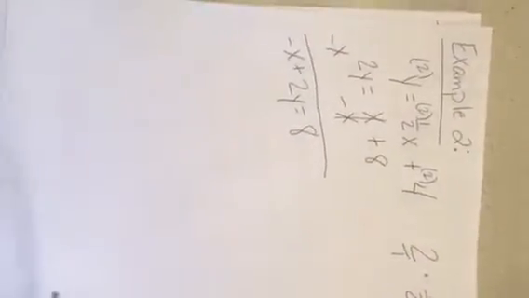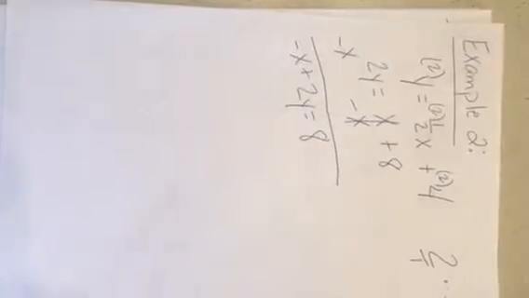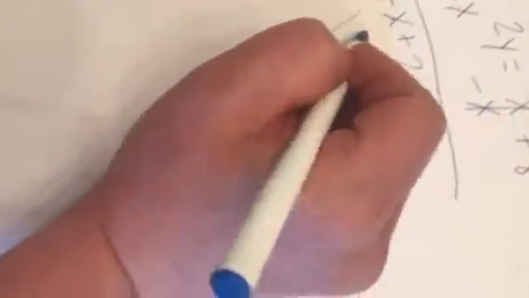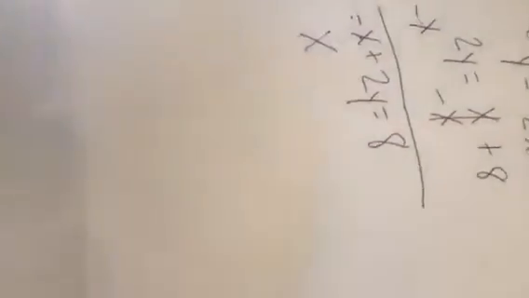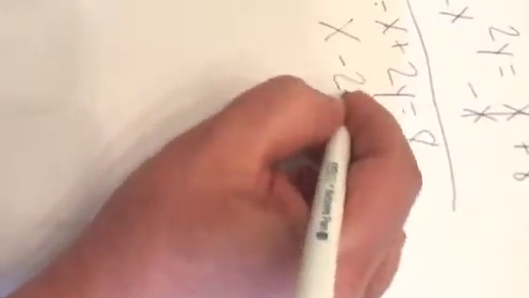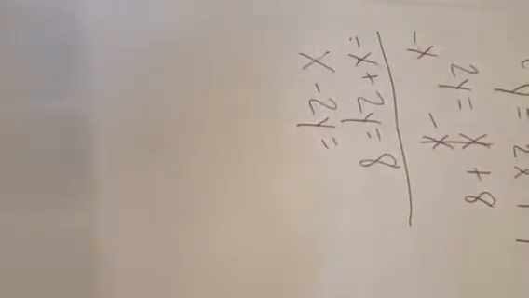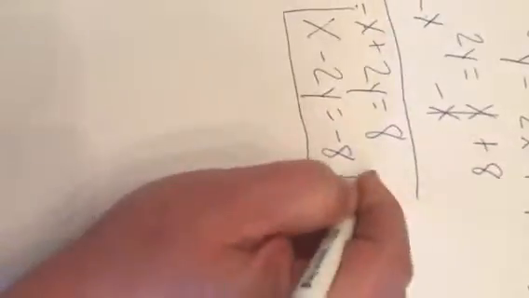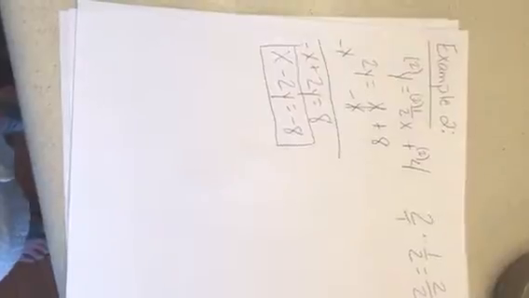I cannot have a negative as a, so I multiply everything by -1. Negative x times -1 is positive x. 2 times -1 is negative 2y. And 8 times -1 is -8. So this is my equation now written in standard form.